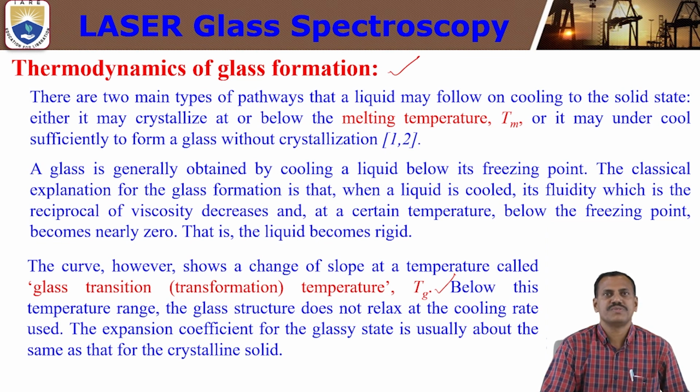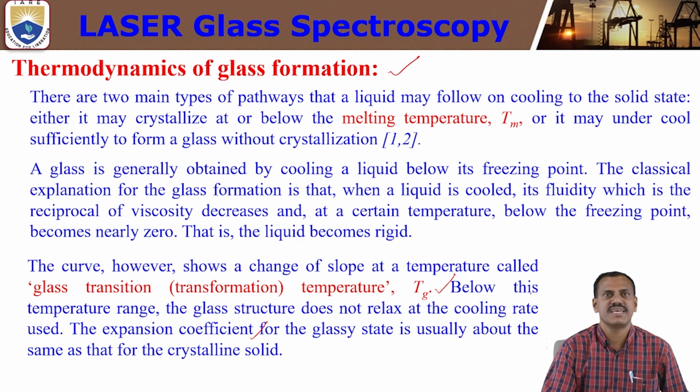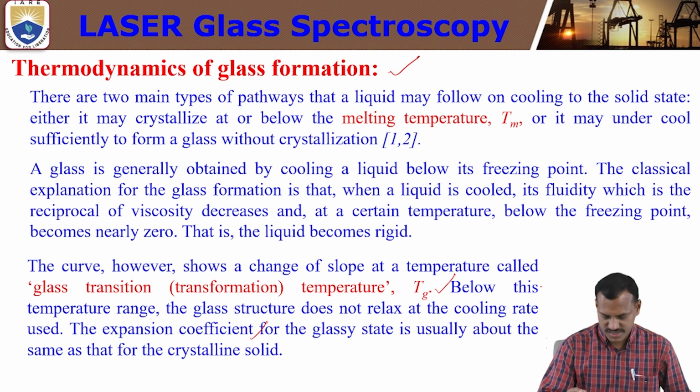The expansion coefficient for the glass state is usually about the same as that for the crystalline solid. So in glass formation, the glass transition temperature, the crystallization temperature and the glass melting temperature are three very important parameters. At the same time, the glass transition temperature is very important for the forming of glasses.